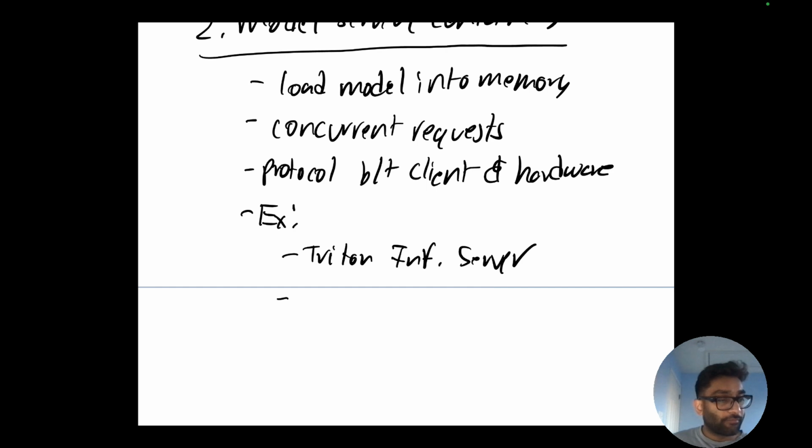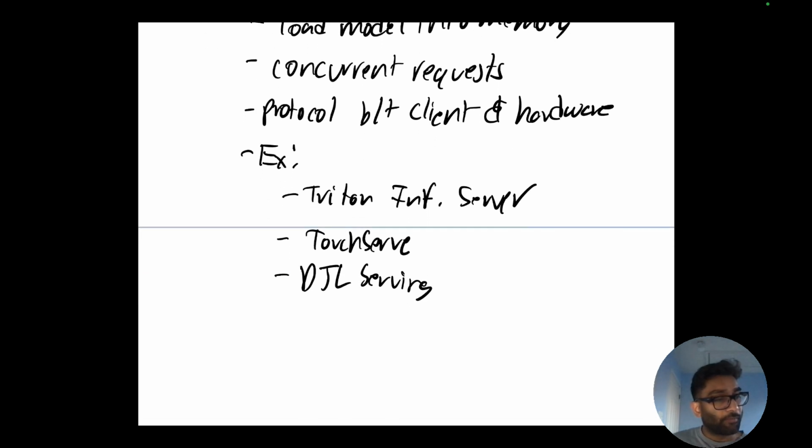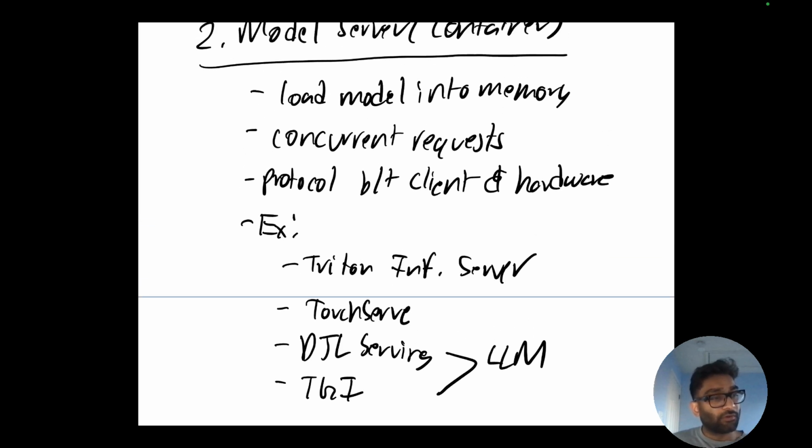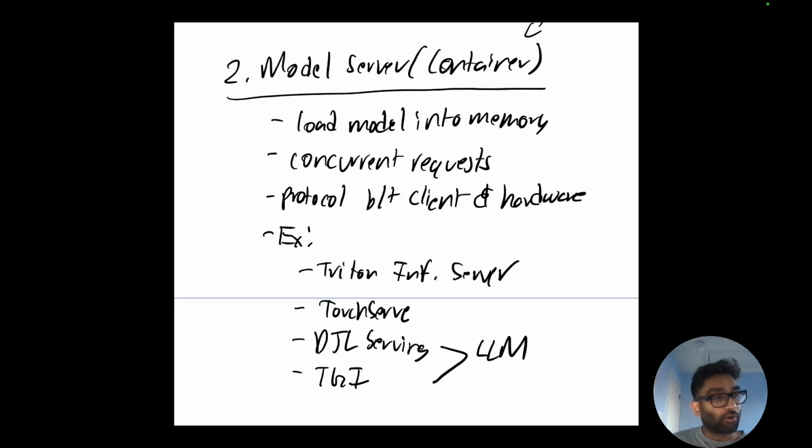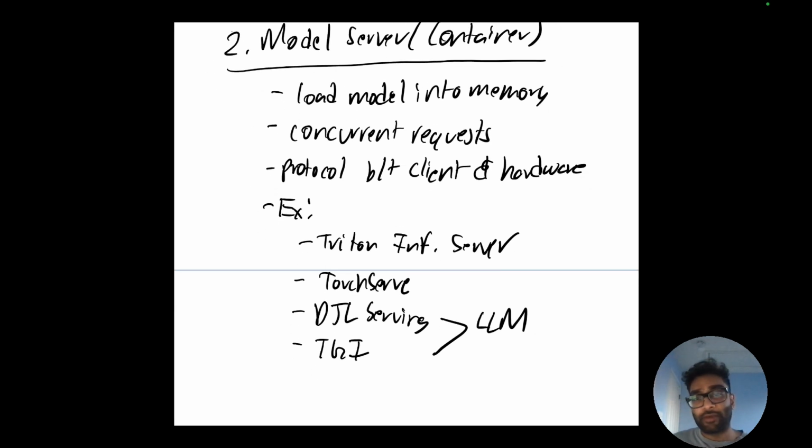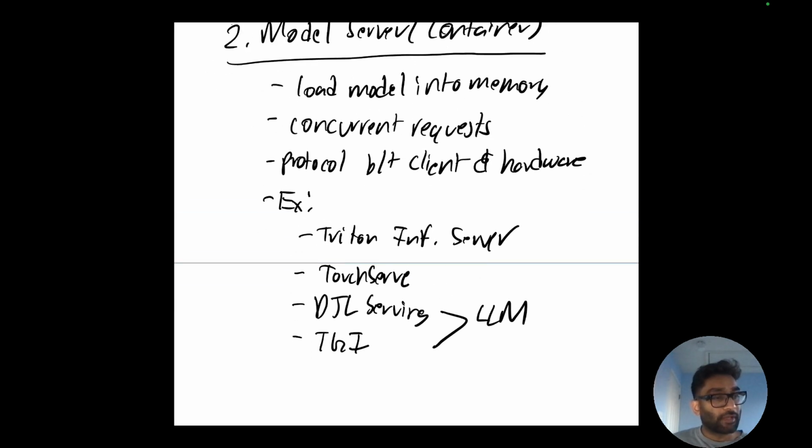And then you might also have TorchServe, which is another popular one. And then within AWS, there's something known as DJL Serving, which is used for LLM deployment. And another one is known as TGI, Text Generation Inference by Hugging Face. These are LLM-specific model servers, so these are very much tailored to handle larger models, and I think TorchServe and Triton also have some capabilities there, but we'll dive into that later.